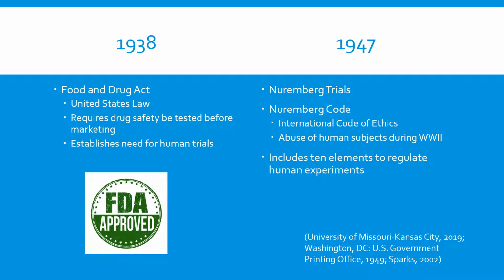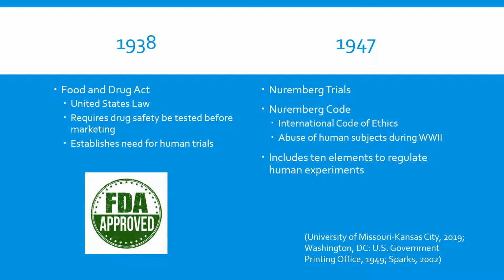Following World War II, Americans opened criminal proceedings against 23 German physicians and administrators who were found guilty of war crimes and crimes against humanity as they conducted medical experiments on thousands of prisoners in concentration camps without informed consent from these individuals. As a result of these experiments, thousands of individuals died or were permanently disabled. This occurred in the Nuremberg trials, which further established the Nuremberg Code, which is an international code of ethics following the abuse of human subjects during World War II.